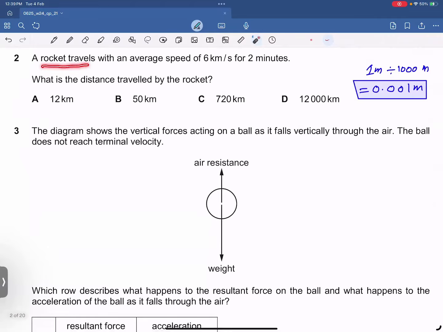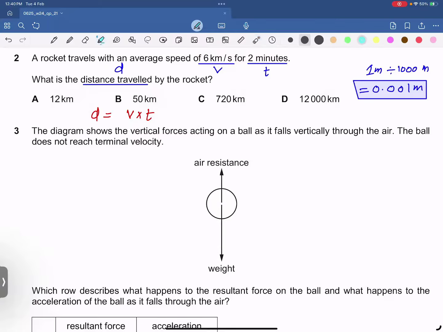Question 2. A rocket travels with an average speed of 6 kilometers per second in 2 minutes. So 6 kilometers per second is the speed, you can say letter V, and the time, 2 minutes, is T. You want to calculate distance traveled D. You all know that distance traveled is speed multiplied by time. Since your requirement is in kilometers in all options, you will not change the unit of speed. You will keep it in kilometers per second.